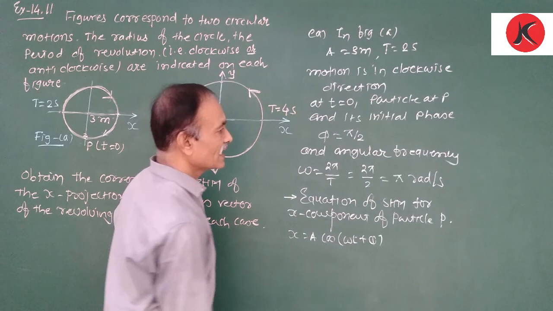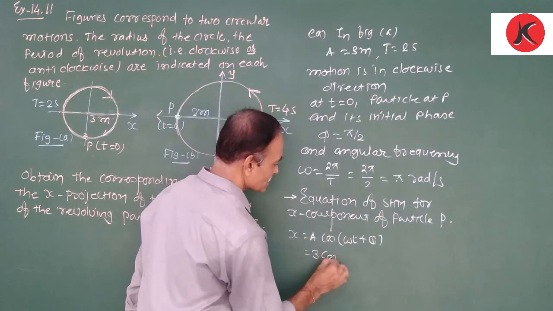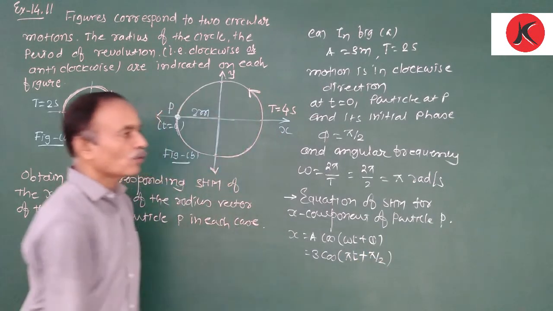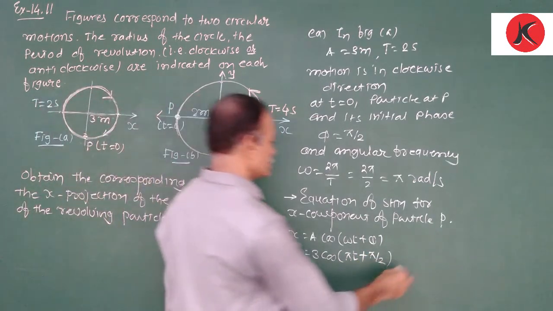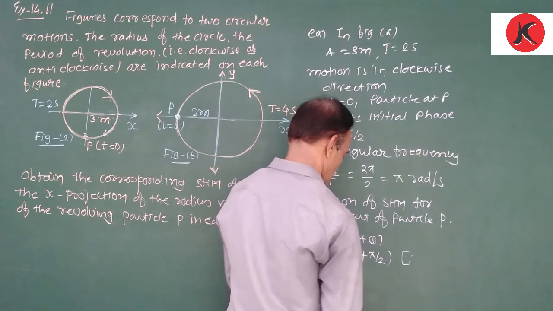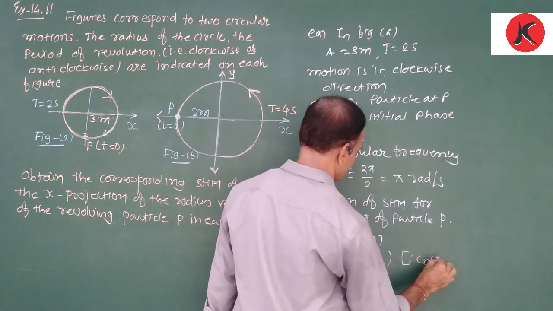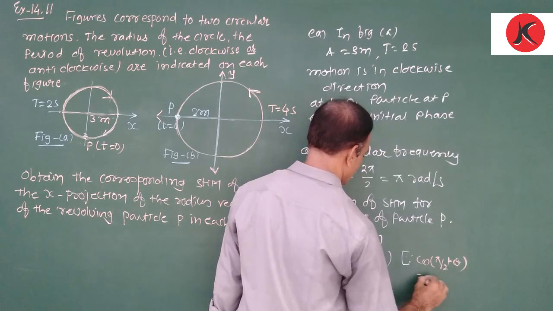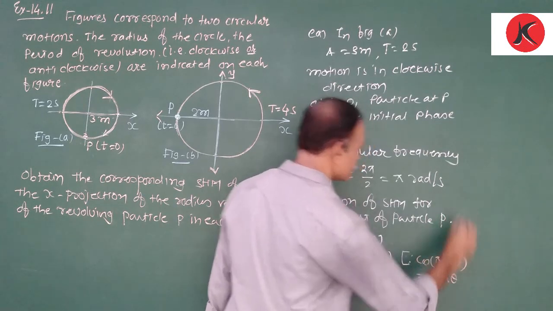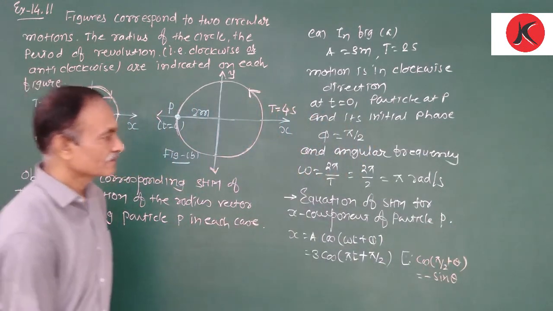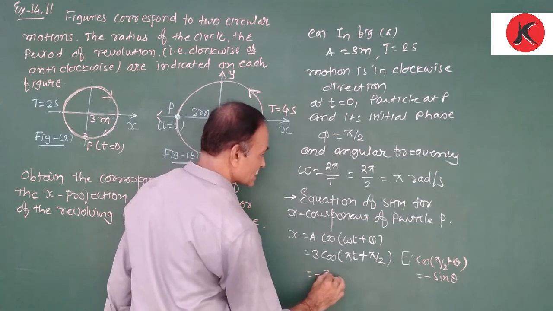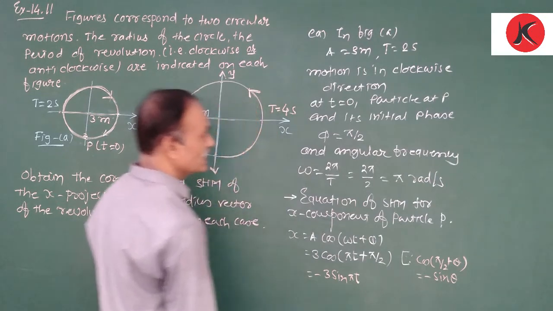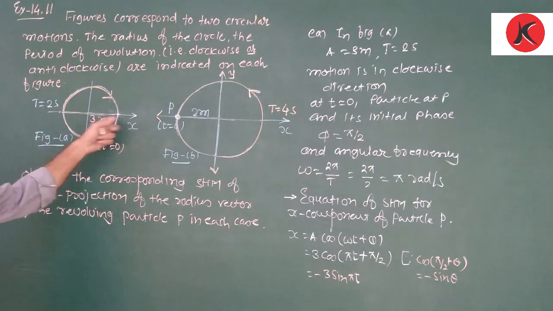A is given, the phase is cos(pi t plus pi by 2). Now, cos(pi by 2 plus theta), we know that cos(pi by 2 plus theta) is in the second quadrant. In the second quadrant cosine is negative, therefore minus sin theta. Therefore, minus 3 sin pi t meter. Here x is in meter because the units are given in meter.